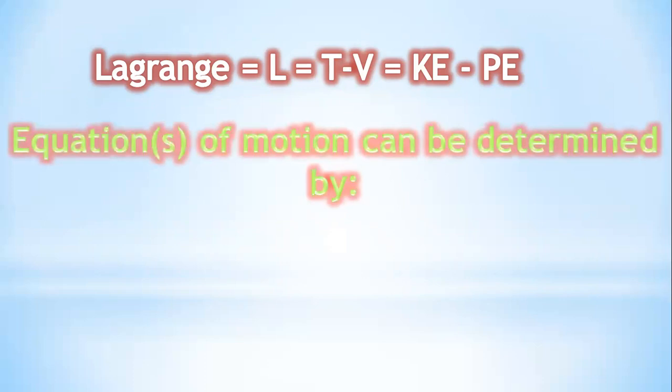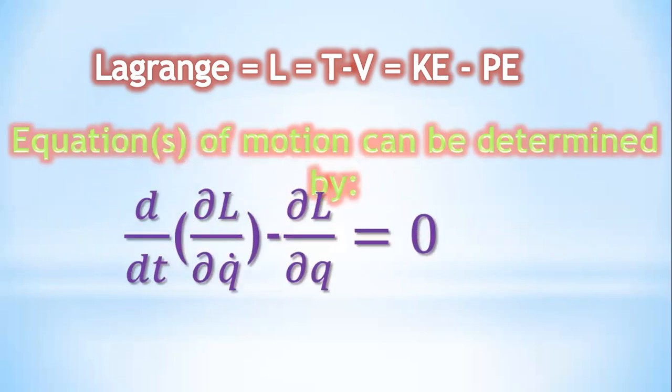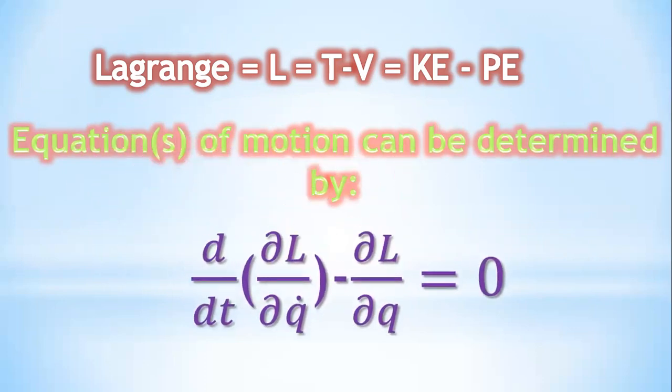Don't care about that. The equations of motion for a moving system can be determined using the Euler-Lagrange equation, which is the total derivative with respect to time of the partial derivative with respect to q dot of the Lagrange, minus the partial derivative of Lagrange with respect to the position, equals 0. q refers to the position of the moving body. q dot refers to the velocity of the moving body in generalized coordinates.